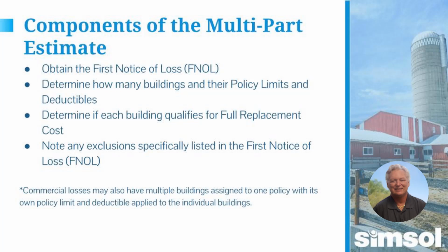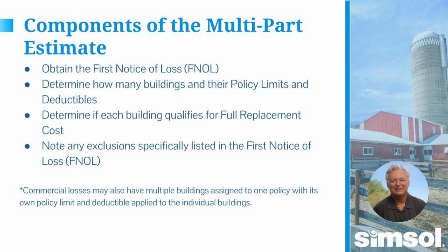So the next thing that we want to do is, we've obtained the first notice of loss. We determine how many buildings and their policy limits. We need to determine if each building qualifies for full replacement costs, and that's really important because most of the time when you're dealing with a commercial loss, it's all ACV. But if you're dealing with a building or agricultural type of loss with the buildings, they might be full replacement costs. So you need to look at the policy itself and determine if that meets that qualification.